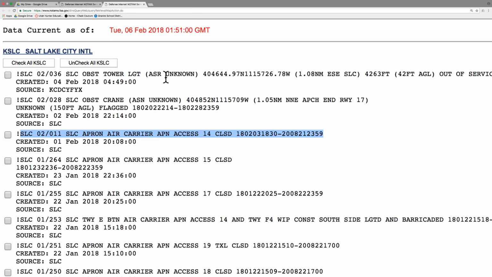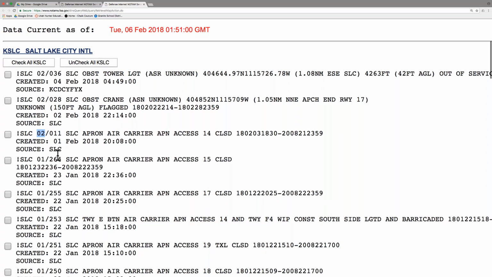So, does everybody have it written down? Yes, sir. Okay. So once again, this is going to be our identifier. This is the location that's reporting the NOTAM. Okay. So Salt Lake City Airport. This 02 here will be our month. This is the month that the NOTAM was written. And then this 11 would be the 11th NOTAM of February.